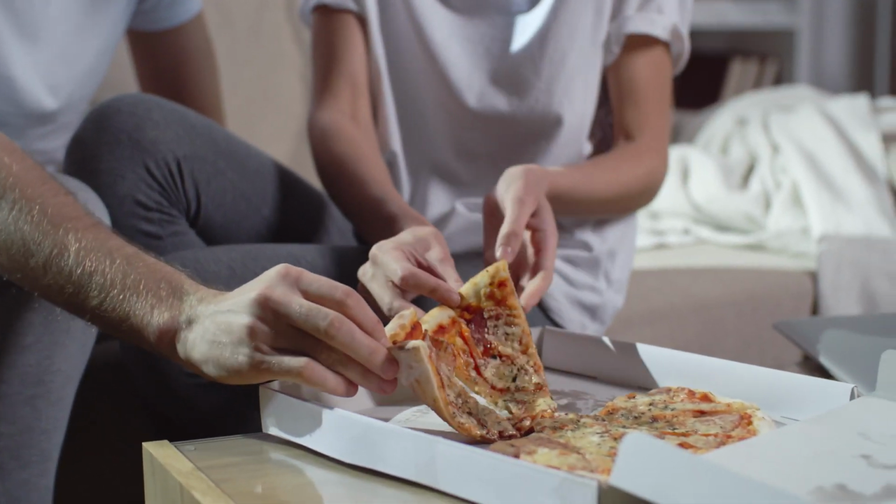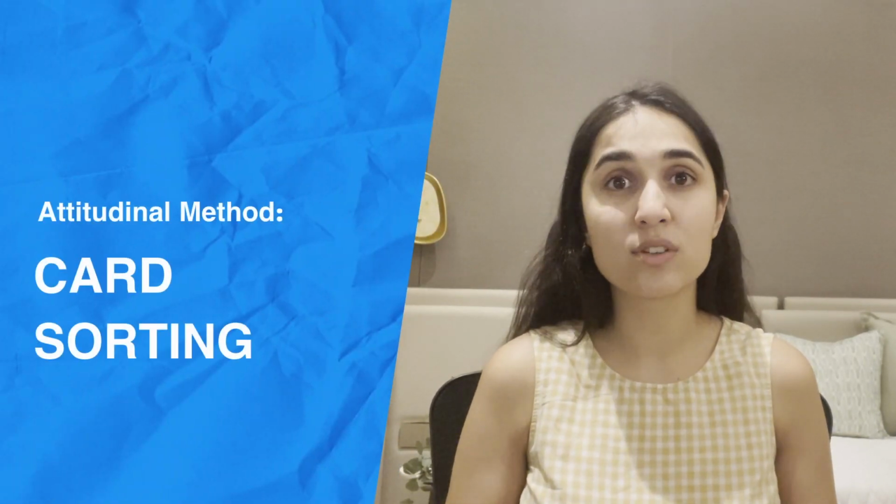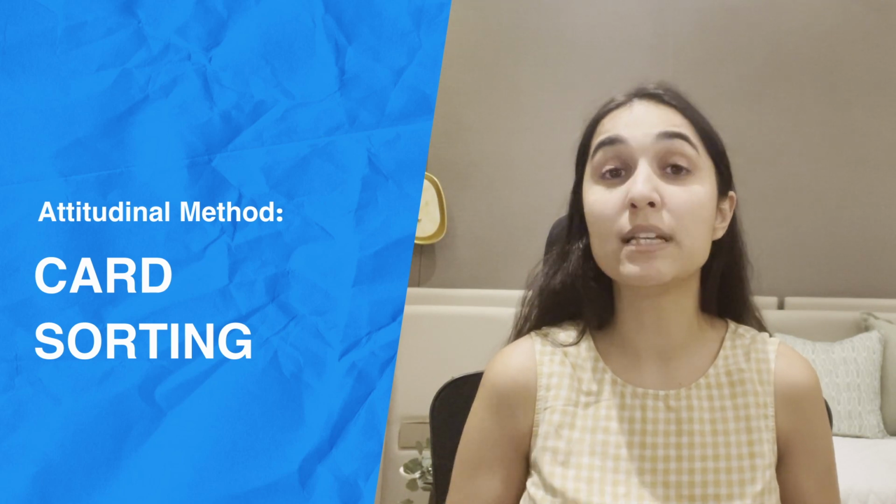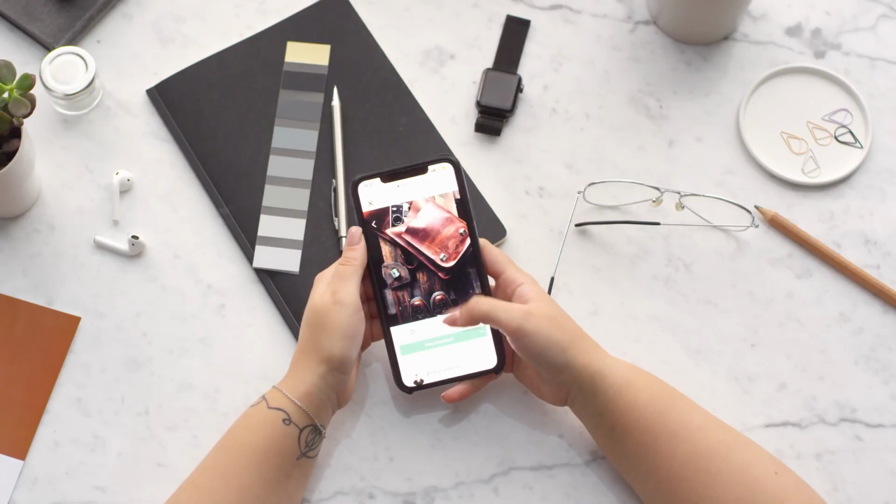What did they do? An example of an attitudinal method is card sorting. In a card sorting test, you ask users to categorize information that would be typically available on your website or app. This helps you uncover how they think about what is on your product and helps you organize that information in a way that's easier for them to discover.